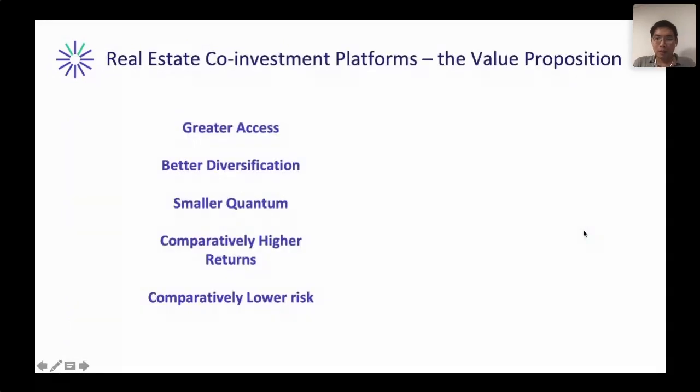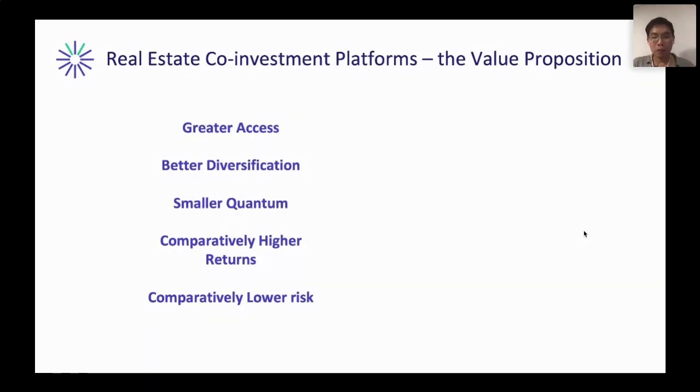Next slide. So in summary, here's the value proposition that real estate co-investment platforms would bring the users, right? We earlier covered the greater access, better diversification, smaller quantum. Now, investors in real estate co-investment platforms also achieve higher investment returns compared to direct investing or compared to REITs. And this is through better access to real estate investment deals.